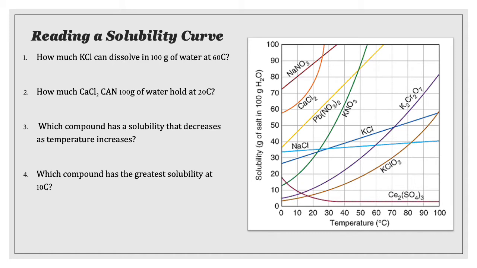Number 4 says which compound has the greatest solubility at 10 degrees Celsius. So we're looking for the one that we can dissolve the most of. So which one is going to be highest up on that chart? So I'm just going to go find 10 degrees Celsius, and I'm just going to follow it all the way up until I hit the highest line, which happens to be for sodium nitrate, NaNO3. That's going to have the greatest solubility at 10 degrees Celsius. So your answer here would be NaNO3.